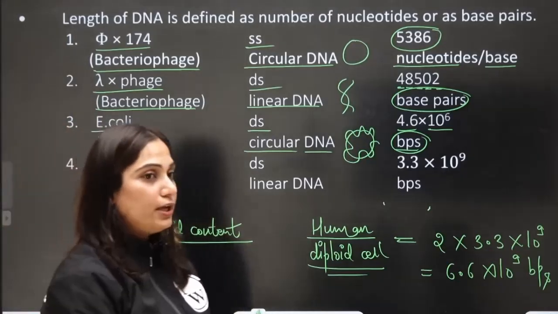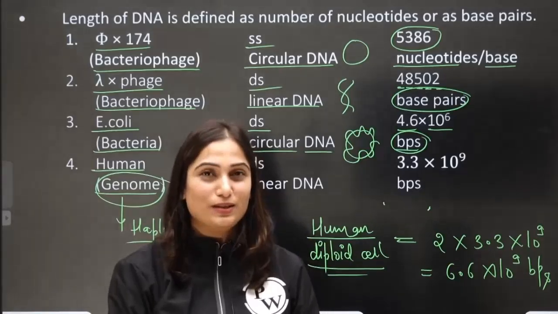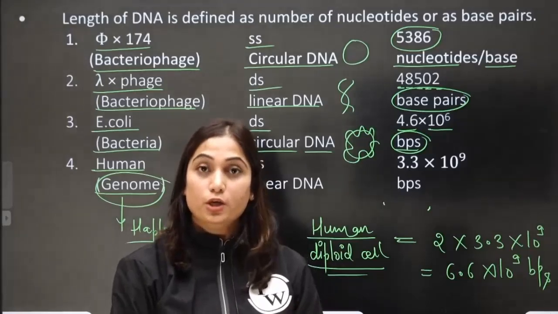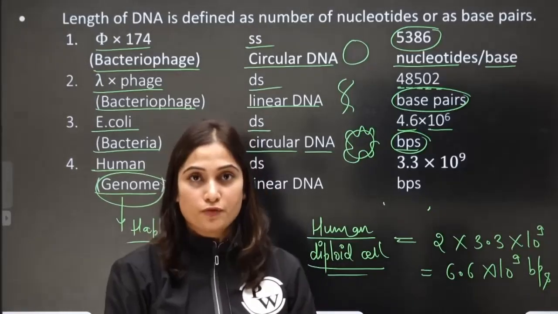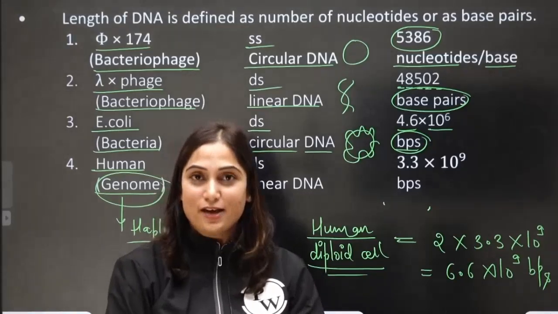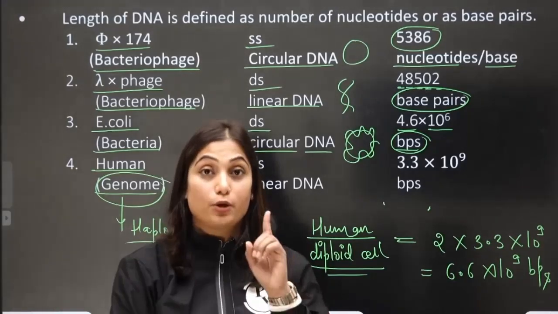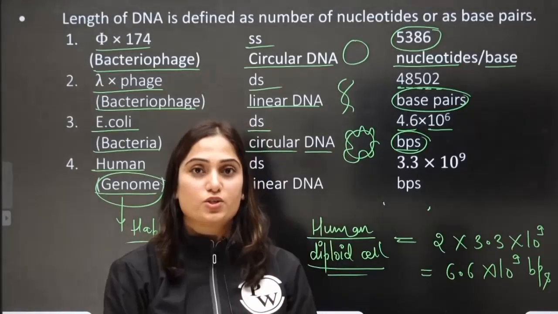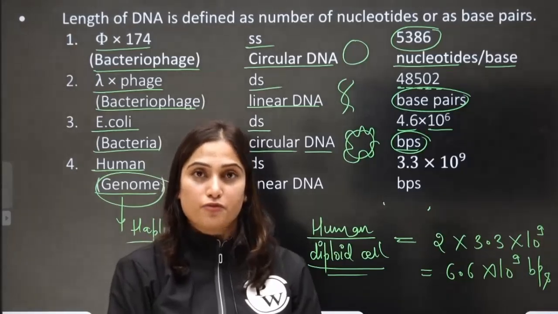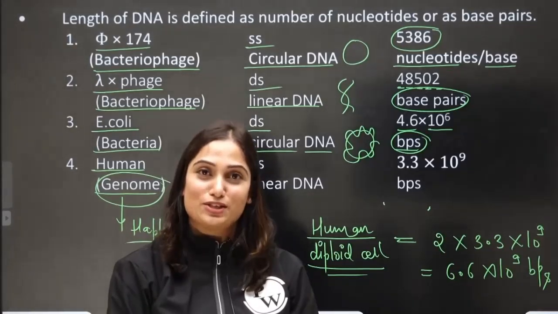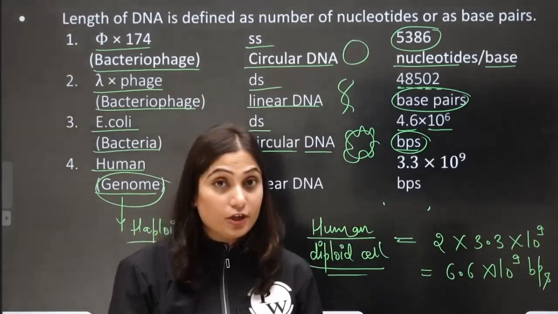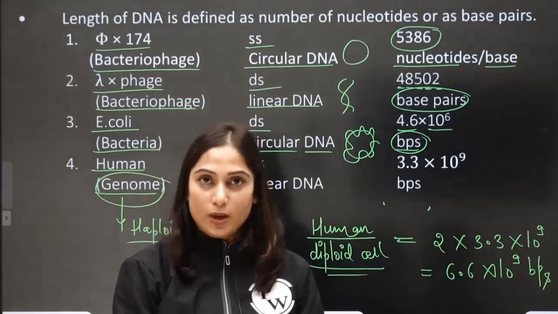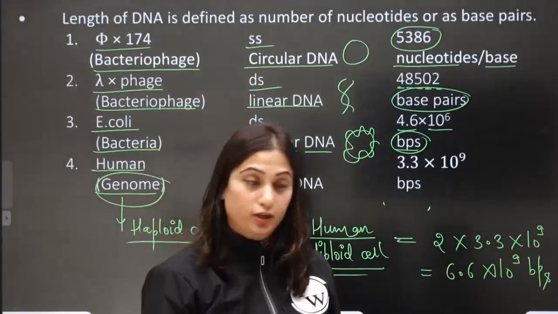You have to read the question carefully, whether the number of base pairs or the number of nucleotides is asked. If the question asks the number of nucleotides in a human sperm, humans have 3.3 into 10 raised to the power 9 base pairs, so the number of nucleotides in the sperm would be 6.6 into 10 raised to the power 9. But if the question asks to calculate the number of base pairs in the diploid cell, that would be 6.6 into 10 raised to the power 9. And the number of nucleotides in the human diploid cell would be 2 into 6.6 into 10 raised to the power 9. So read the question carefully.